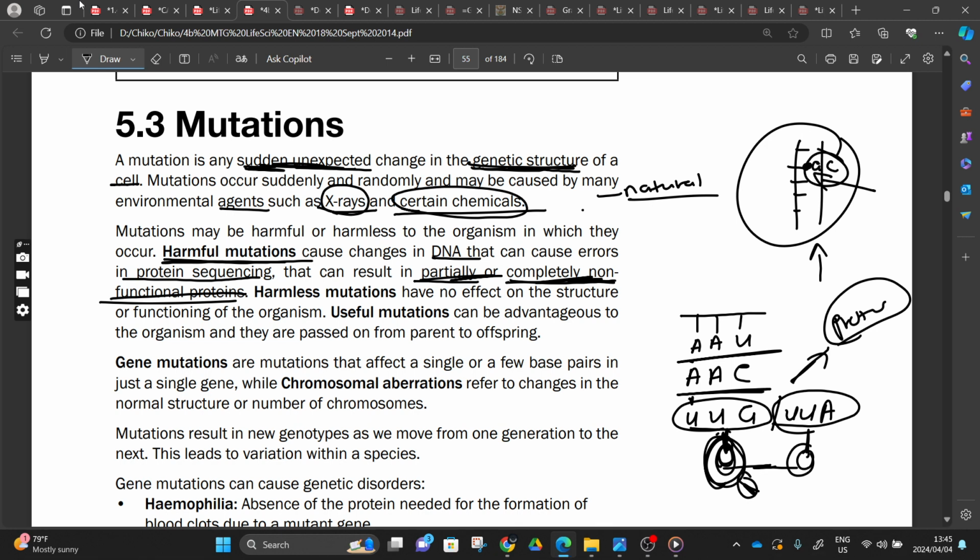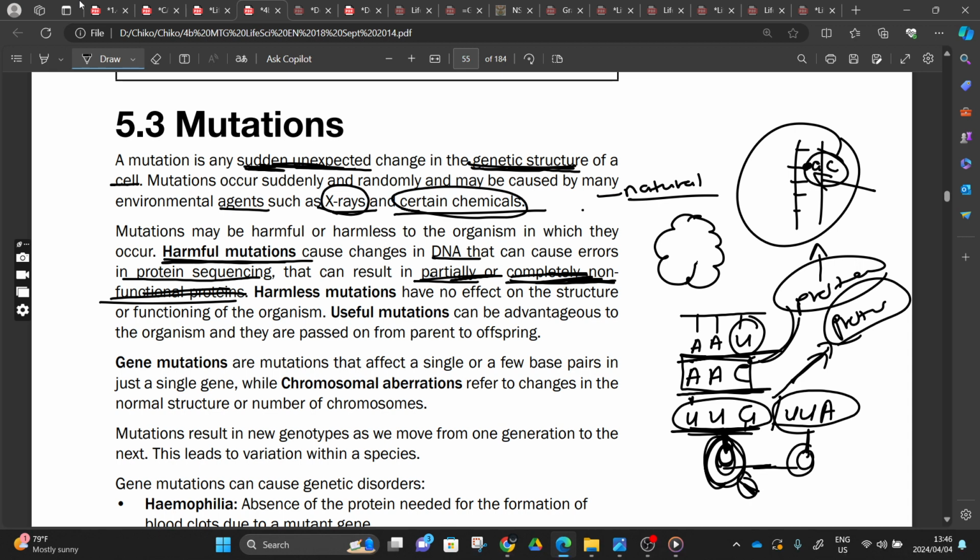Or you might find that due to this change, there is no anticodon that can come and match to this sequence. It means that that protein is not going to be produced. So we can have no protein production, or we can have protein production, but that protein can be partially or completely non-functional, right? Partially, they just mean small. The protein is there, but the work that this protein is supposed to do is limited, right?